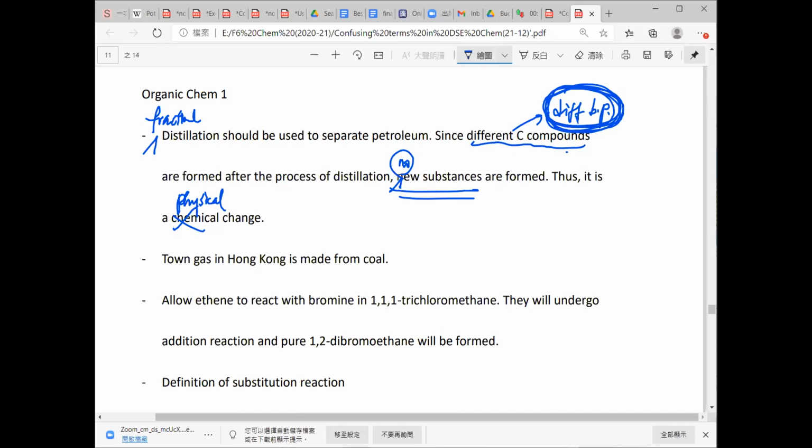First of all, you have to make it clear that petroleum is a mixture of different carbon compounds, okay? The different carbon compounds differ in molecular size, which results in different boiling points. So we can carefully control the temperature of the industrial plants to separate those different carbon compounds based on the difference in boiling point. The principle is very simple. It's by boiling and condensing those different carbon compounds according to the difference in boiling point. So it's a physical change, a change in physical state. Thank you.